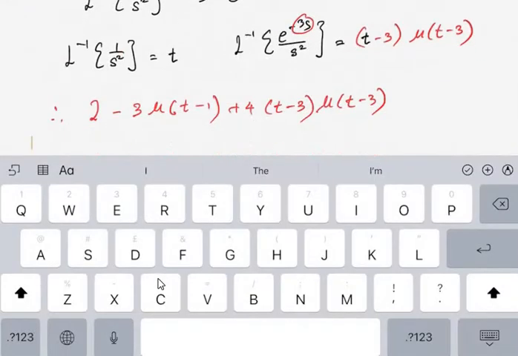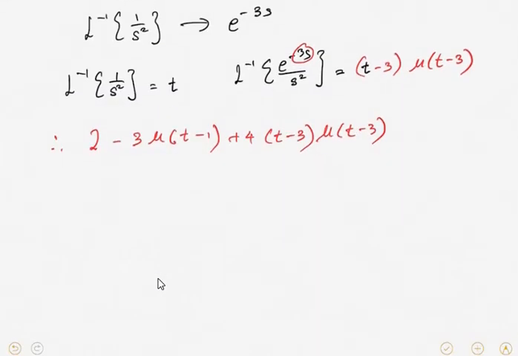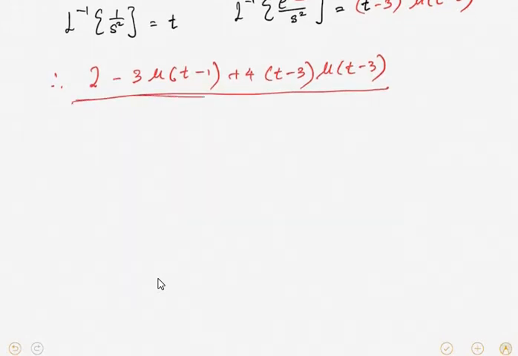So from here you need to change to the step function. This is the unit step function, right? Step function means, from 0 to 1, what do you obtain? From 1 to 3, what do you obtain? From 3 onward, what is the function? So you need to write it in the step function. How do we change from this unit step function to the step function?